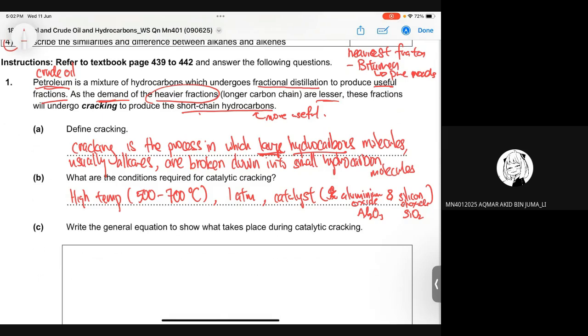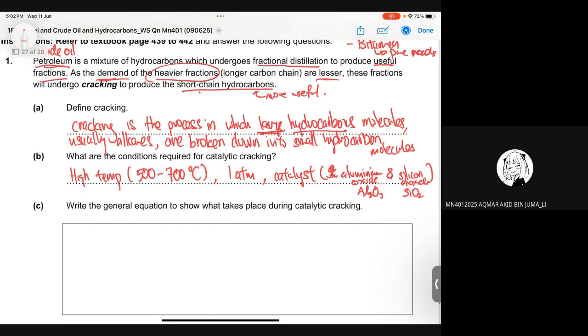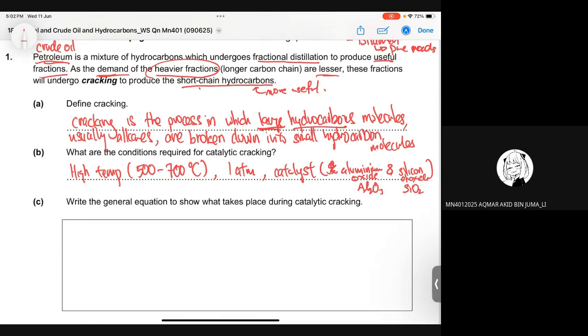Okay, let's do this now. What's the general equation? In terms of definition, I will first have a long chain alkane, and I'll let it undergo catalytic cracking. What's the process of catalytic cracking? It's to make it into a smaller chain. You won't know what the exact smaller chain is until they give you examples, which I'll show you later.